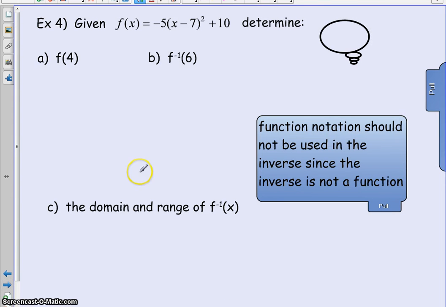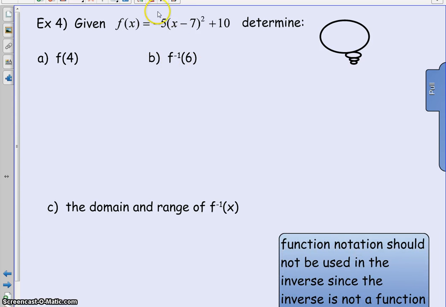Okay, a couple other things to look at here. So now let's take a look at a function here. It's a parabola in vertex form. So I want us to work with function notation again. So the first thing I want you to do is figure out what f of 4 is. Then I want you to think about how you could figure out f inverse at 6.